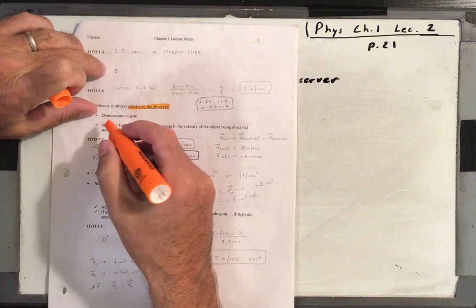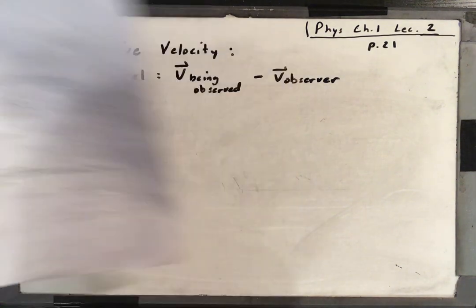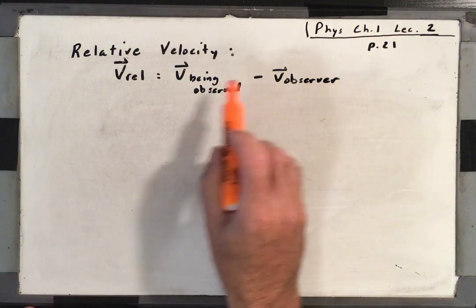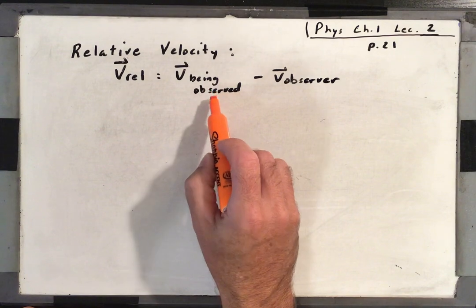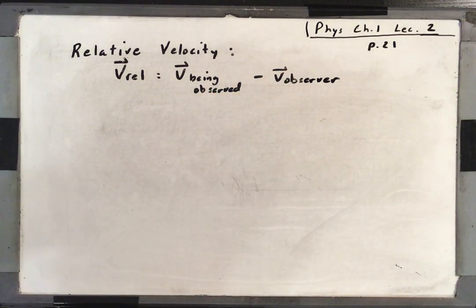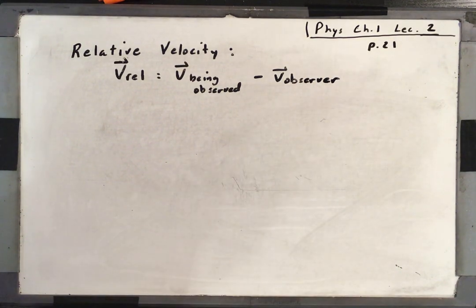But you need to memorize this equation, the relative velocity equation. So relative velocity is the velocity of what is being observed minus the velocity of the observer. Okay, so what do we mean by relative velocity?